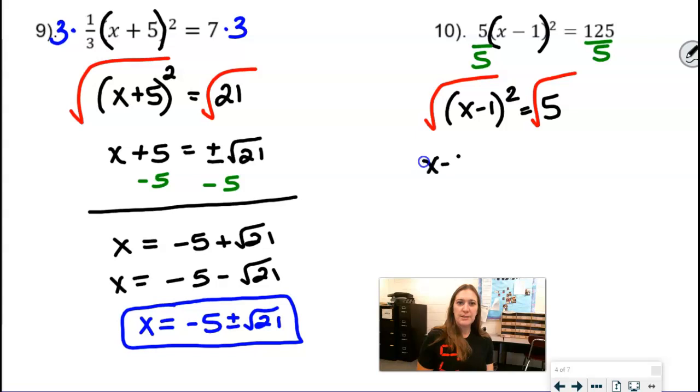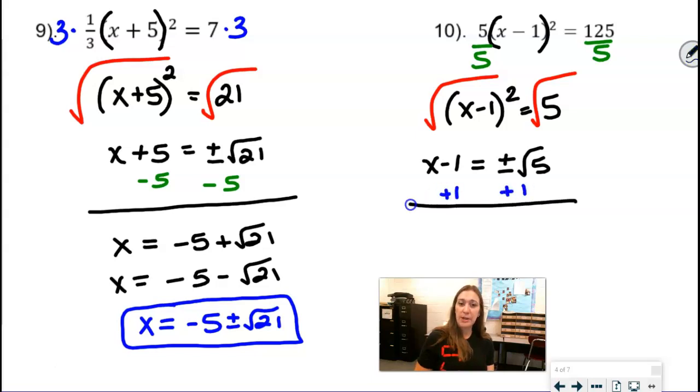So we end up with x minus 1 equals, because I just took the square root, I'm going to put a plus or minus on my solution so I don't forget it. And then I think about 5. Well, 5 is not a perfect square, and it doesn't have a perfect square as a factor because it's prime. So I'm just going to leave that as the square root of 5. And then one more step and we're home free. We're going to add 1 to both sides.